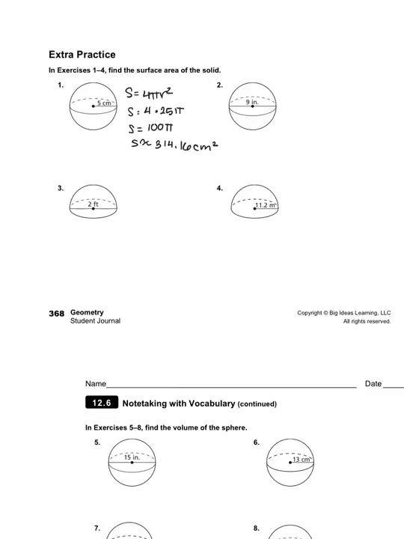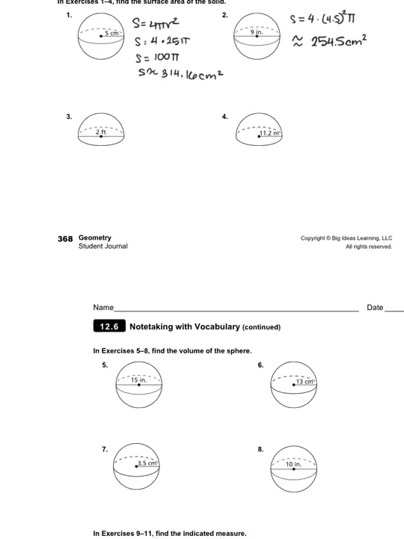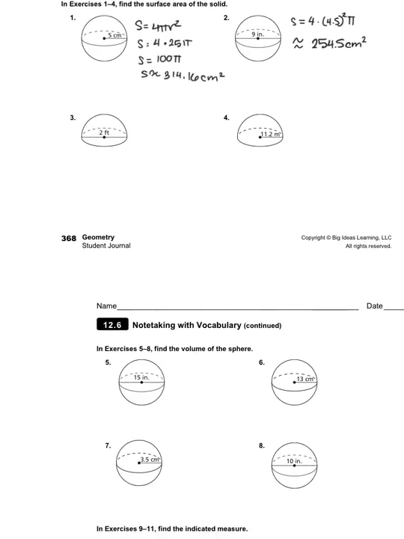For this next one, we're given the diameter is 9. That means the radius would be 4.5. So again, I'm going to do the same thing. So I'm going to do 4 times pi r squared. So it's going to be 4.5 squared and then times pi. When you plug that into the calculator, you get that S is approximately 254.5 centimeters squared.